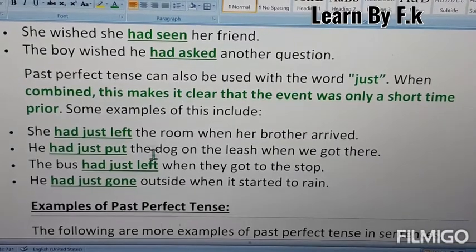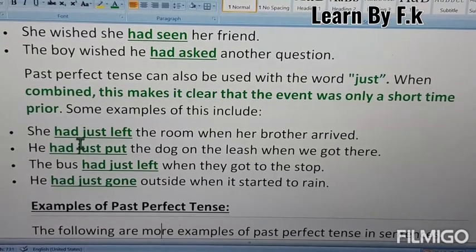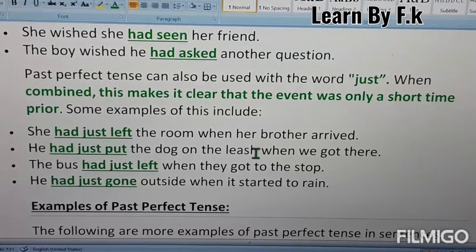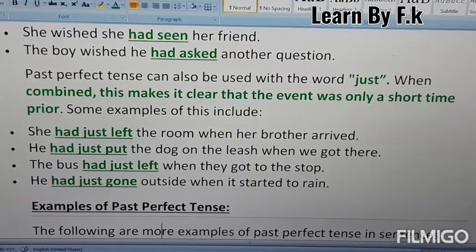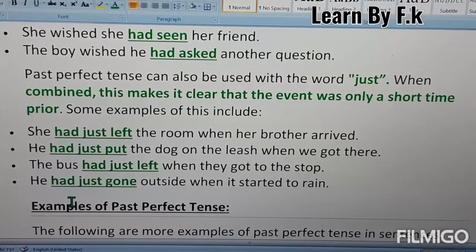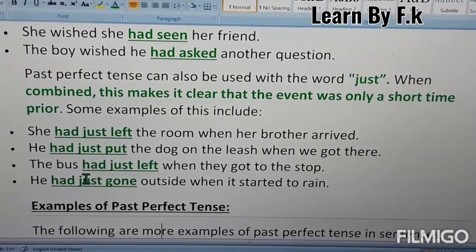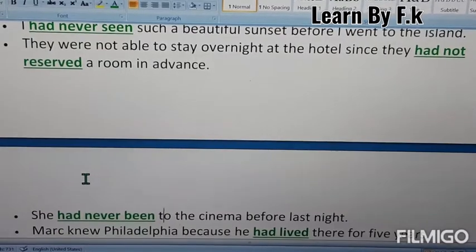She had just put the dog on the leash when she got there. The same applies: the older activity is she had just put the dog on the leash. The bus had just left. This is also the older activity. And then what happened? They got to the stop. He had just gone outside when it started to rain. This is also the first, previous activity, had just gone outside. Then the rain started. Examples of past perfect tense are also here.